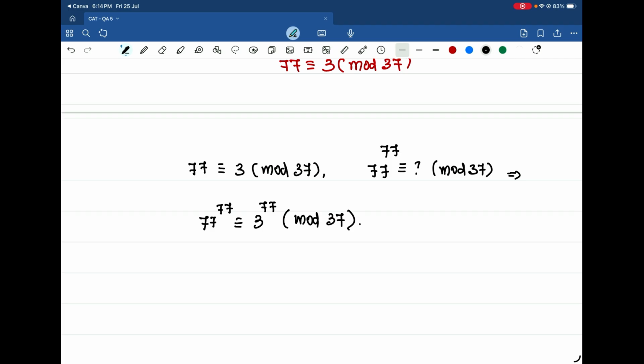Then what is 3 to the power of 77? 3 to the power of 77, what we have to do is write it as 3 to the power of 72 into 3 to the power of 5. What is 3 to the power of 72? It is 3 to the power of 36 whole square into 3 to the power of 5.